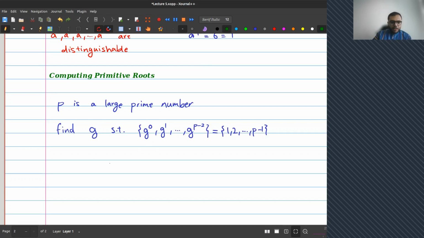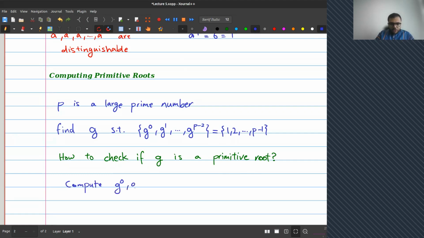Now, I just want to give you some intuition why this is not a very hard problem in practice. Let's say someone gives me some number G, and I want to check if G is a primitive root. My main problem is to find the primitive root, but I first want to answer maybe a simpler question. Let's say someone has given me G and I also have P. How do I actually check if G is a primitive root? Well, a very simple algorithm that comes to mind is to just compute the powers of G: G0, G1, G2, and so on, until you find the cycle.